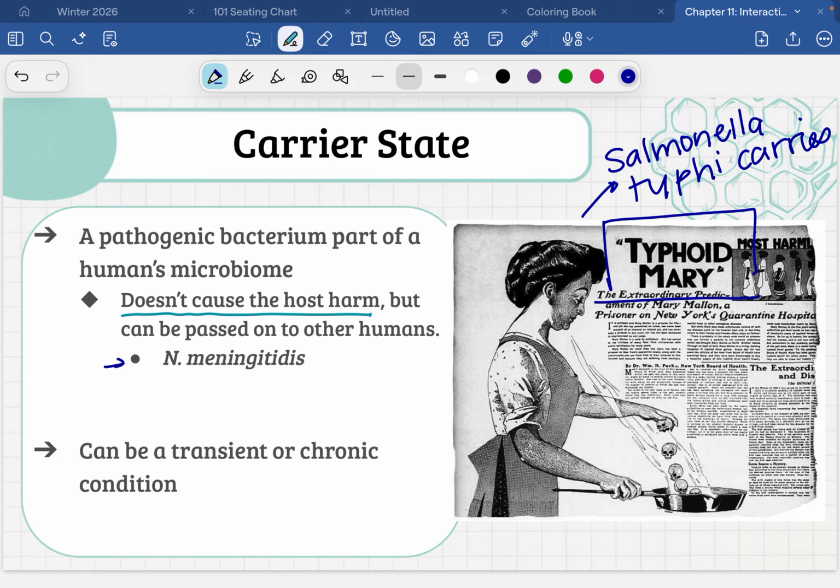And she refused to listen. She kept working as a cook. She kept spreading it to other people. She kept killing people because she just didn't believe that she could be spreading something that wasn't causing her any problems. So that's the story of Typhoid Mary. She spread typhoid fever to dozens and dozens and dozens of people and refused to believe that she was causing all of these people to die.